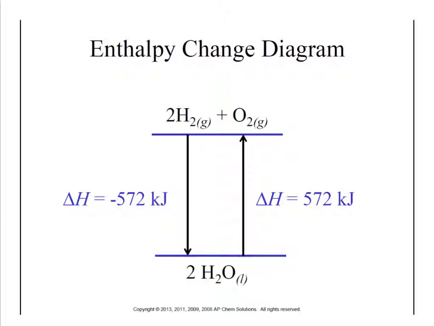So this goes for any process. The magnitude, whether it be the endothermic or the exothermic, forwards or backwards, is always going to be the same. So in order to generate water from H2 and O2, it would be negative 572. That process right there would be exothermic.